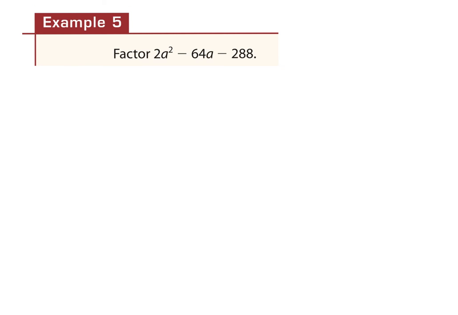And in this case, the answer is yes. What goes into 2, into 64, and into 288? 2. They're all even, right? So we know a 2 goes in there. And so my first step is to take a common factor out. 2 divided by 2 gives me my 1a squared. Minus, what's 64 divided by 2? 32. What's 288 divided by 2?